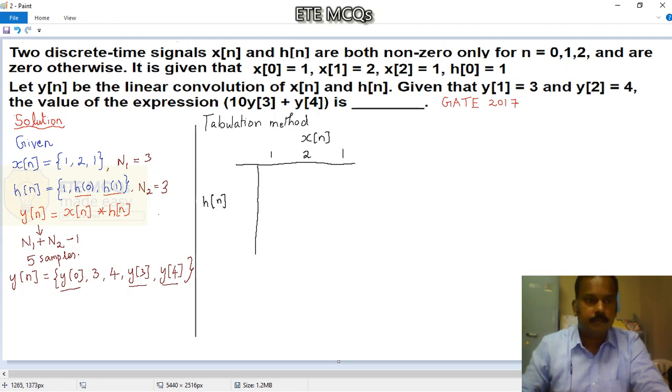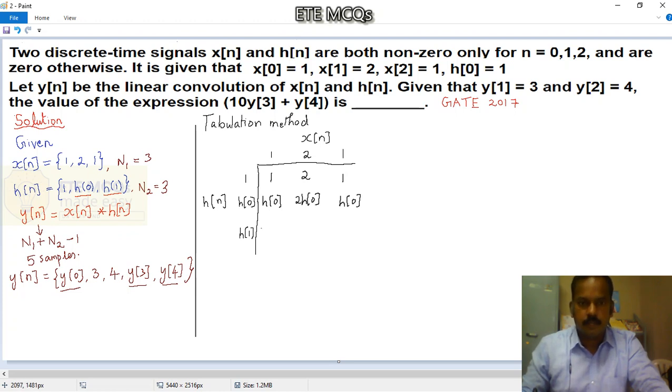So for h of n, we have 1, h of 0 and h of 1, because h of 0 and h of 1 are to be identified. So you have 1, h of 0 and h of 1. 1 into 2 is 2, 1 into 1 is again 1. And here h of 0 into 1 is h of 0, 2 times h of 0 is 2 into h of 0, 1 into h of 0 is h of 0 itself. H of 1 into 1 is h of 1, 2 times h of 1 is 2 into h of 1, and again it is 1 into h of 1. So this is all we have.